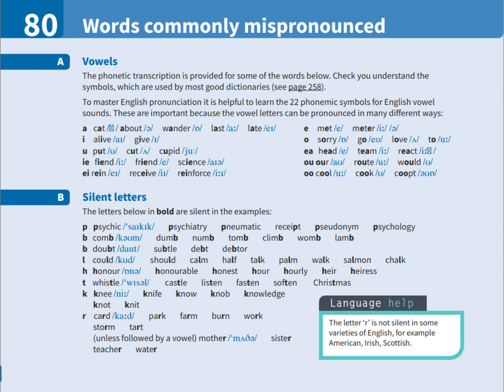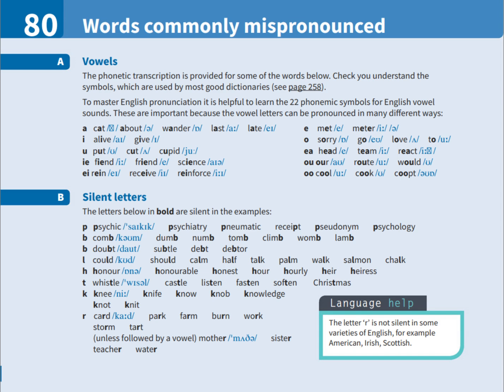A. Vowels. Learning the main phonemic symbols for English vowel sounds can help you improve your pronunciation and use dictionaries more effectively. This is especially important because the same vowel letter, or combination of vowel letters, can represent several different sounds. The letter A is pronounced differently in cat, about, wander, last, and late.